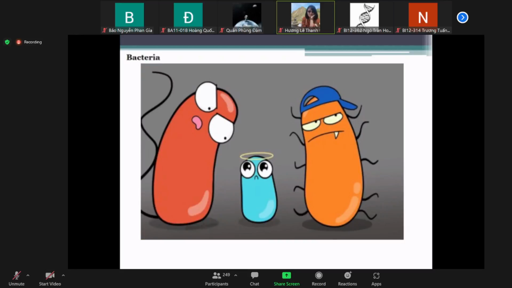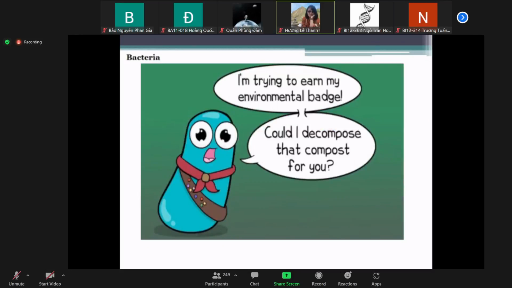But we do want to mention that many times all bacteria are lumped together as a bad thing, which shouldn't happen because not all bacteria are bad. In fact, many types of bacteria are helpful for organisms and ecosystems. We'll give you some examples.